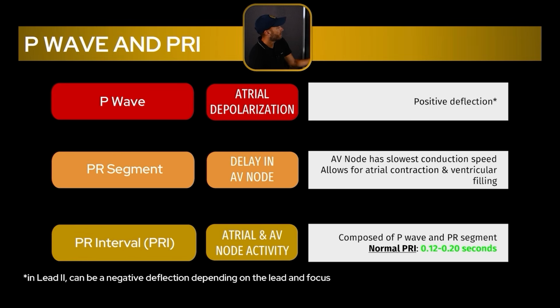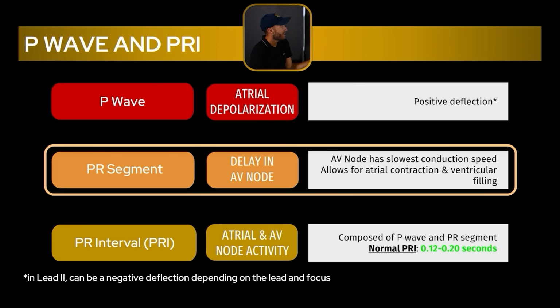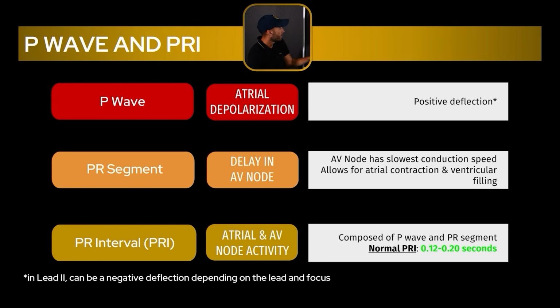So we've talked about this. The P wave is atrial depolarization. The PR segment is the delay in the AV node. The AV node has the slowest conduction speed and allows for the atrial contraction and ventricular filling. That's our PR segment. A PR interval is the atrial and the AV node activity, okay? It's composed of the P wave and the PR segment. The normal time is 0.12 to 0.20 seconds, okay?